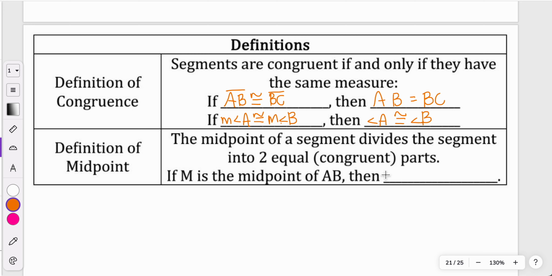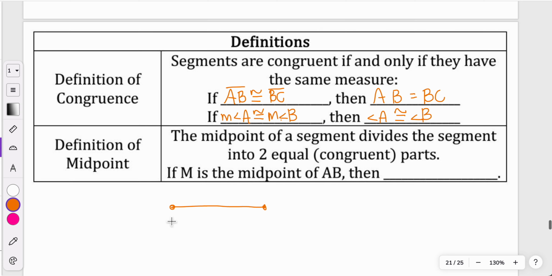Okay? The last one is the definition of a midpoint. The midpoint of a segment will divide the segment into 2 congruent equal parts. So here's a picture for us, if you need a picture. It says M is the midpoint of AB. So M would be here. So we're seeing 2 congruent segments. So AM should be congruent to MB. Okay? Make sure we have those filled in.